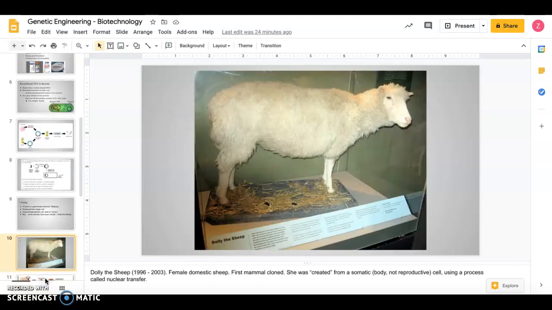Dolly the sheep was cloned in 1996 and lived until 2003. She was a female domestic sheep, the first mammal cloned, and she was created from a female somatic or body cell, not a reproductive cell, using a process called nuclear transfer.